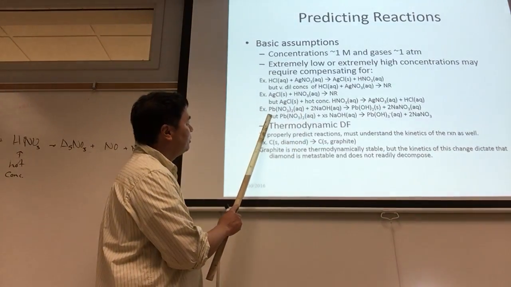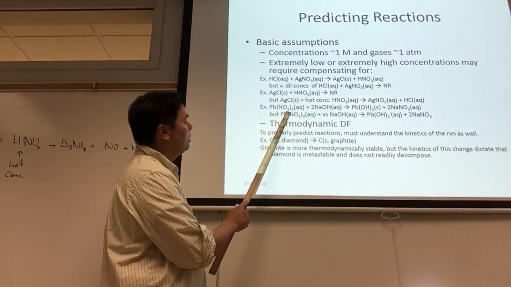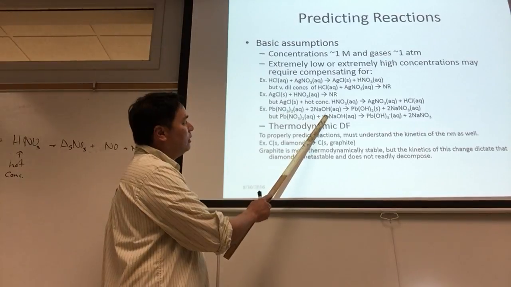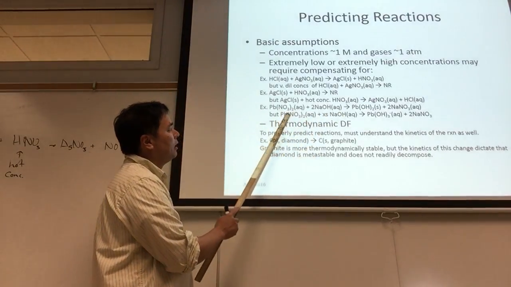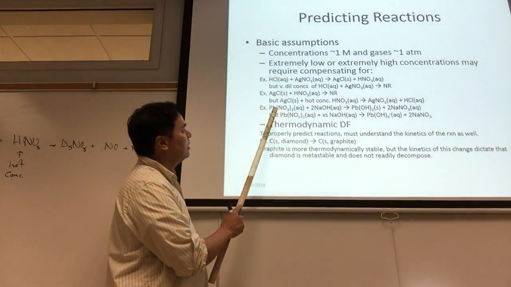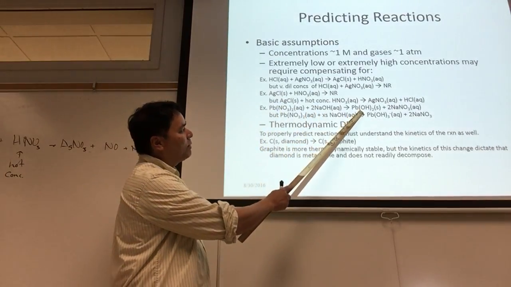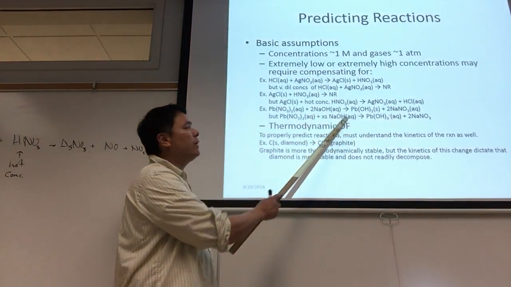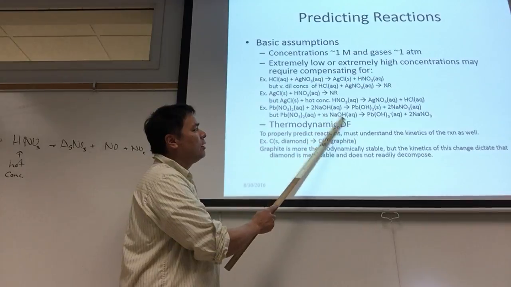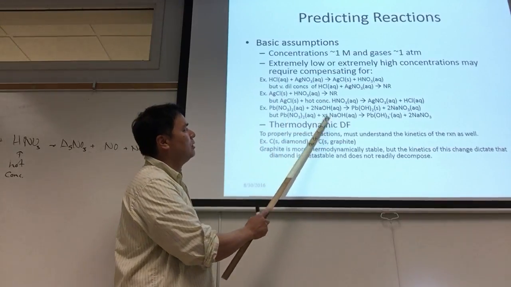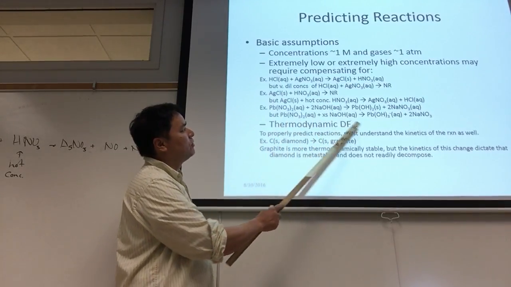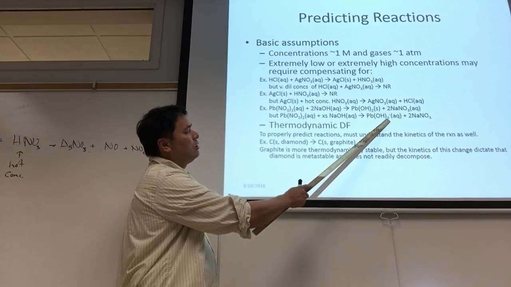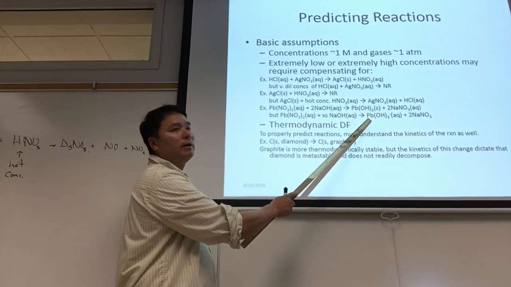All right, continuing on, lead(II) nitrate plus sodium hydroxide. This is a reaction that was done in Chem 1A. Have you seen this? When you take lead(II) nitrate plus sodium hydroxide, you form a white precipitate of lead(II) hydroxide. But if you add too much hydroxide, that white precipitate disappears. And so the white precipitate gets converted into this. This is called trihydroxyl plumbate ion.